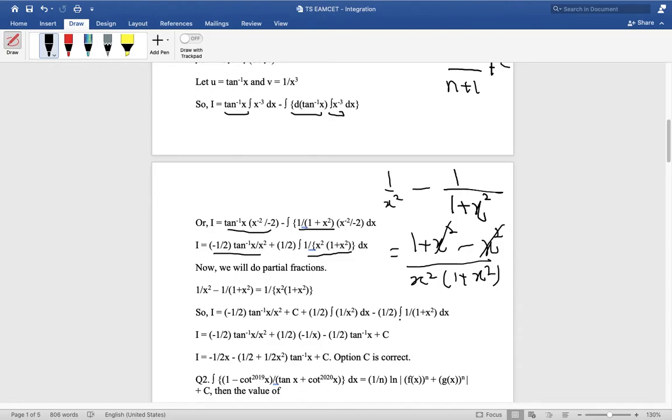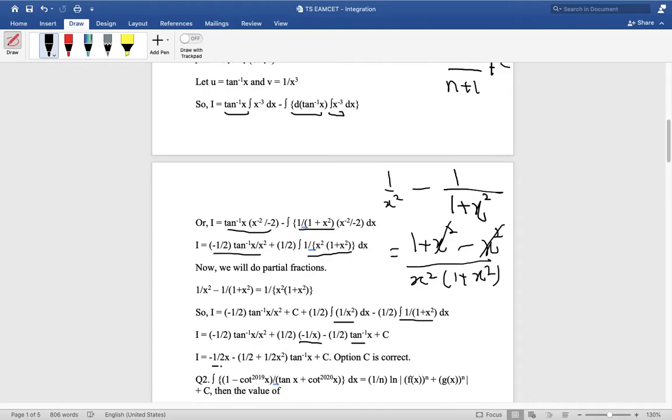We know that this integral will be tangent inverse of x, and this one will be what? Increase the power by 1 divided by the new power. So x raised to the power minus 1 by minus 1, or minus 1 by x, which I have mentioned over here. Okay, so my I is equal to minus half of tangent inverse of x by x square minus 1 by 2x minus 1 by 2 tangent inverse of x plus c.